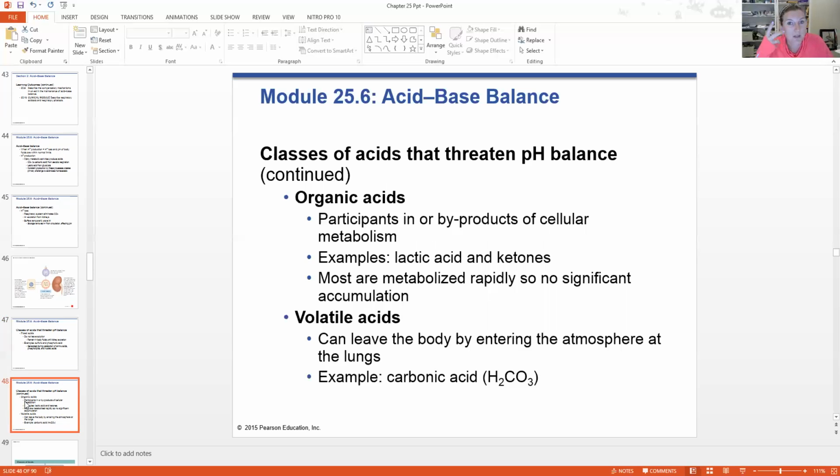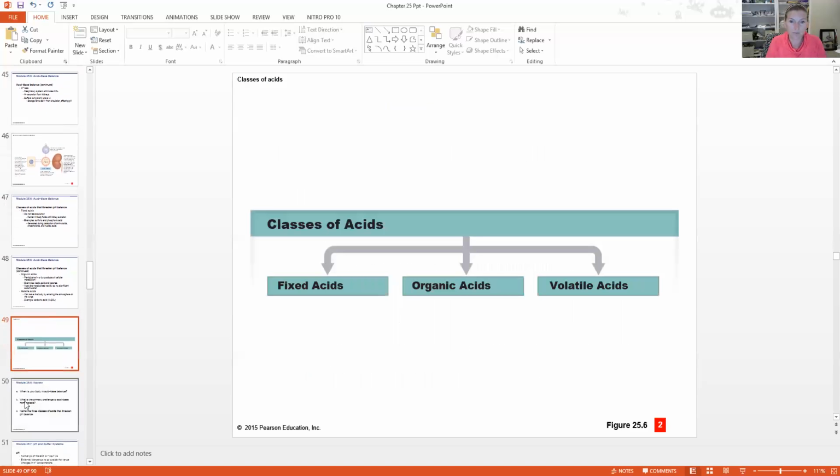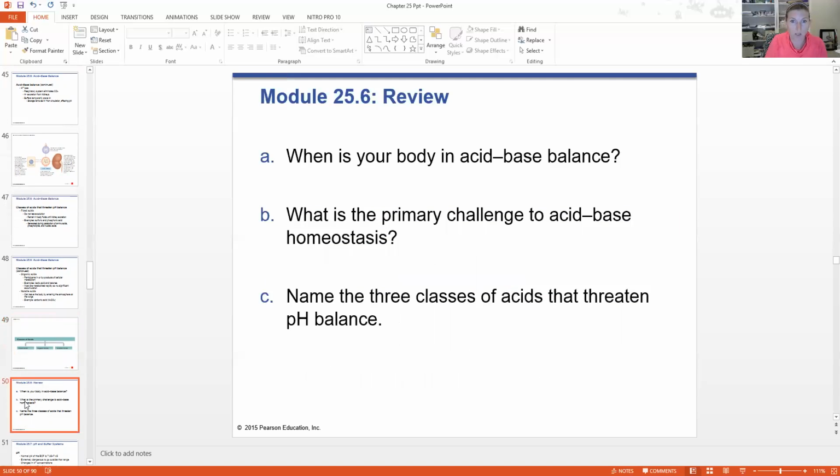Most of these are metabolized and broken down pretty quickly, so there's no significant accumulation. Remember, lactic acid is recycled in the liver through that Cori cycle. There's also volatile acids. These can leave the body by entering the atmosphere at the lungs. So carbonic acid is our big example of a volatile acid. This is exchanging with the environment. So fixed, organic, volatile. Know examples of each and what they are. You can pause the video here, go back and review this section.